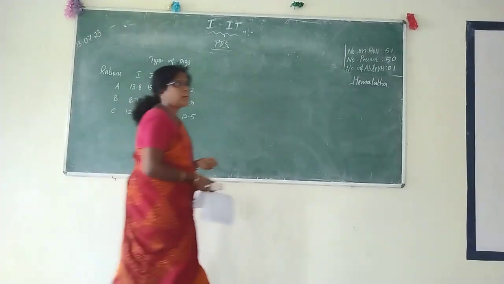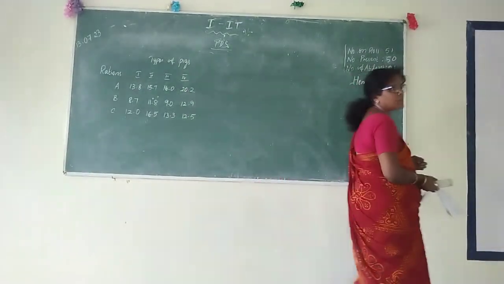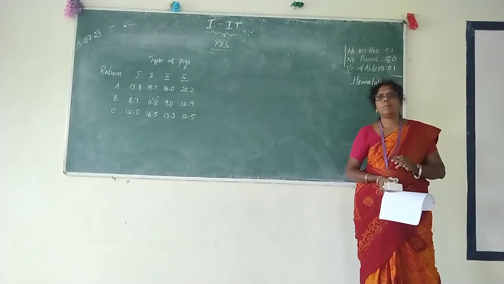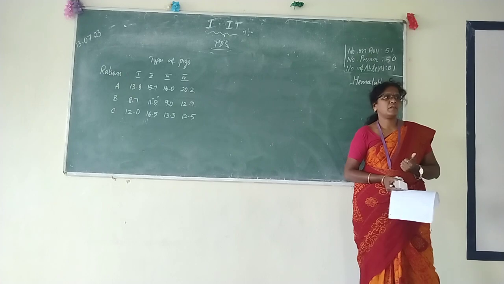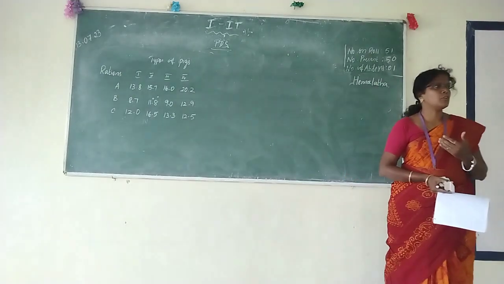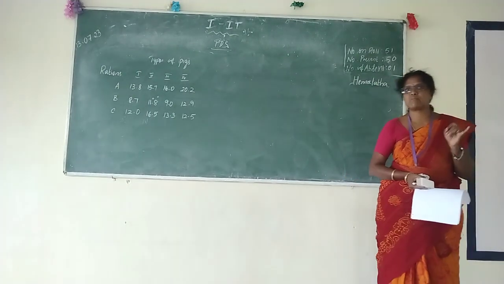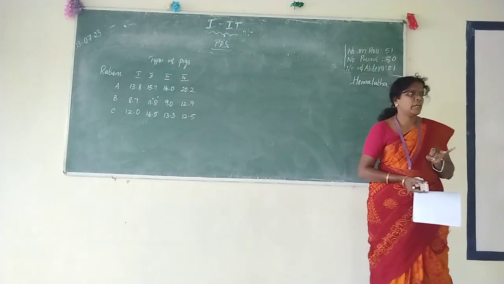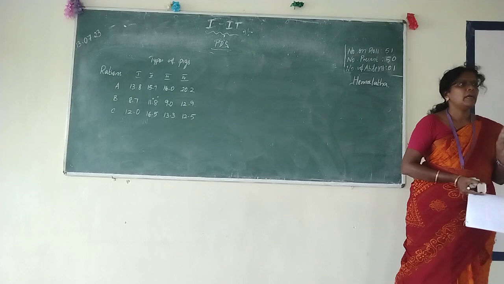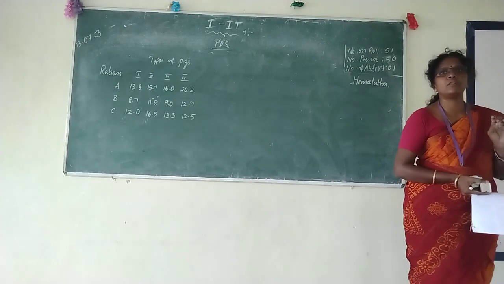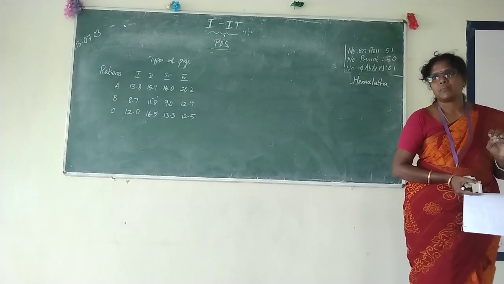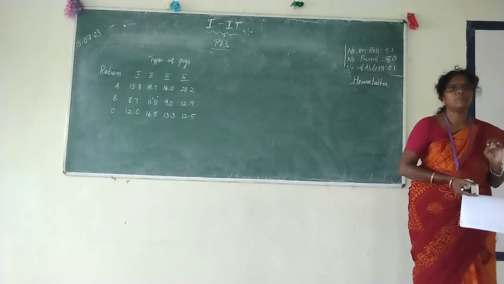So are we able to identify whether this is one way or two way? Where is one way or two way? Two way. Why do you say it is two way? We are discussing based on two factors, and your question is also to check for both the factors. So we have considered this as a two-way classification. Copy the question, everyone.